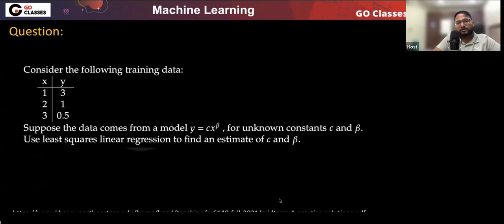What they're saying: consider the following training data. Suppose the data comes from this model for the unknown parameters C and beta. Use the least square to find the estimates of C and beta. Okay, so they're asking you to find out the estimates of C and beta. So by the way, this is y cap. Okay. So how to do it?